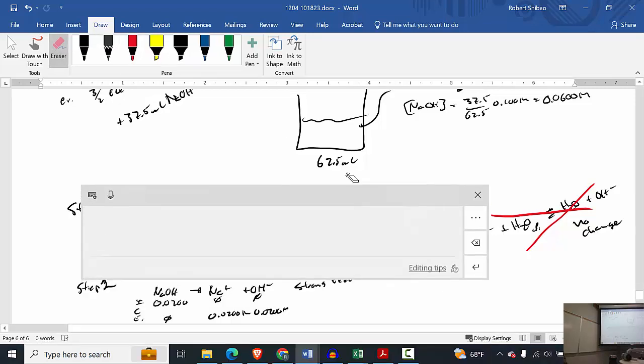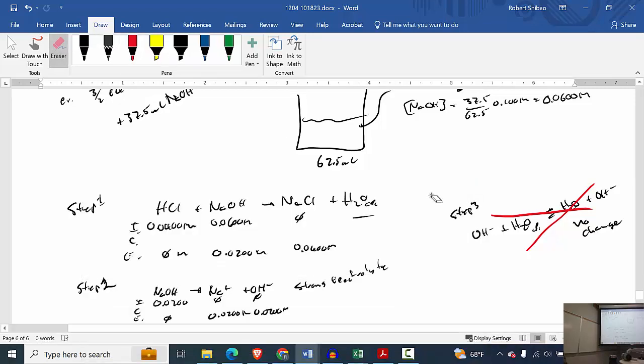The only thing left would be, well, the strongest base was hydroxide and the strongest acid was water. What's the next strongest base? Water. And so the only thing left would be Kw. Now, would you do Kw if you're only interested in pH? No, I would stop here.